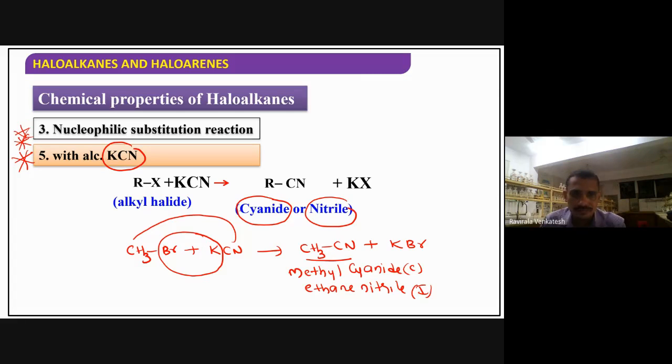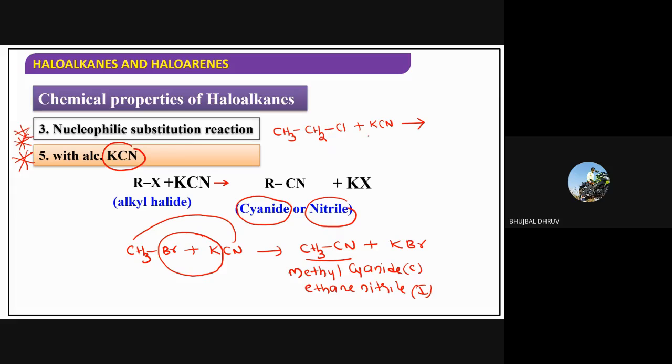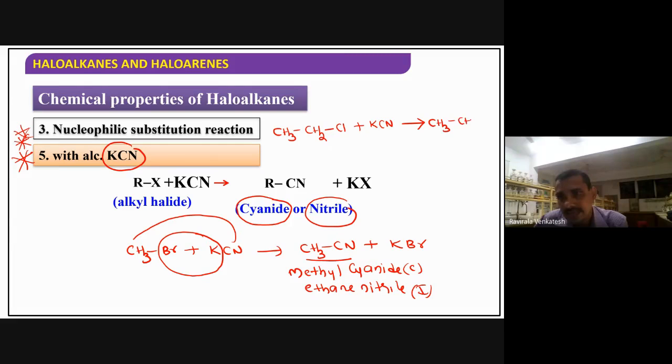Now, for example, if I take this one, CH3CH2Cl treating with KCN, tell me the product name. What is the product here? Ethyl cyanide. Whichever carbon is bonded to chlorine, that carbon will get the cyanide.